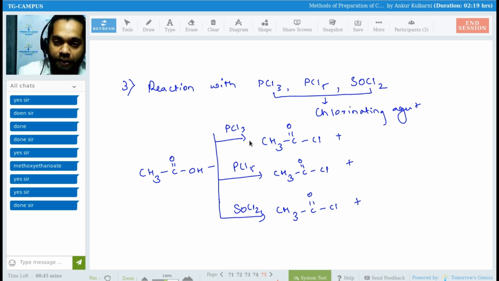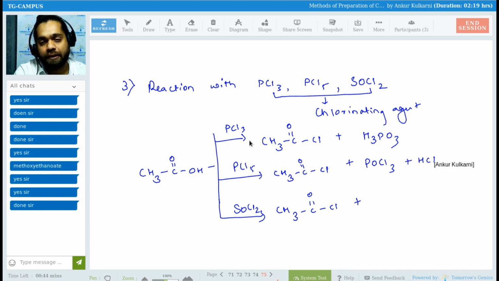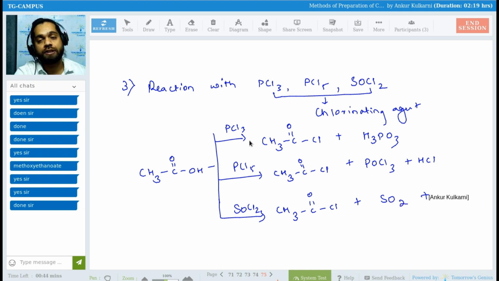Now what is different is the byproduct. Over here, 3 Cl will give me H3PO3. Over here I'll get POCl3 plus HCl, since there are 5 Cl. And over here, since there is an SO, I'll get sulfur dioxide and HCl. But the product will be the same. Come on, write it down. The product will be the same, that is your RCOCl.